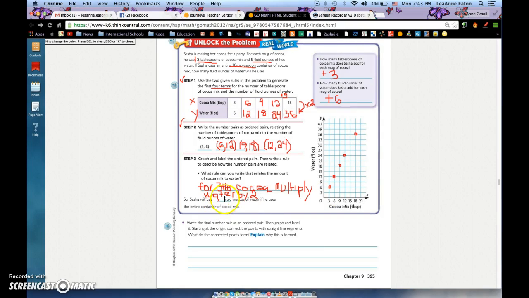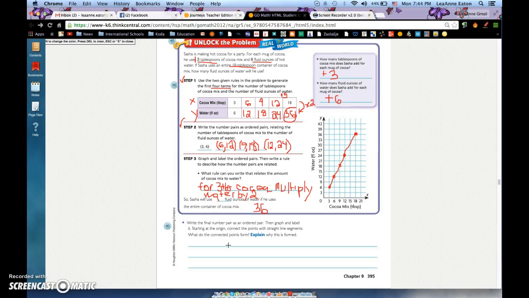So Sasha will use how many ounces of water if he uses all of the cocoa mix? That answer is right here. It's the 36. So I'm going to write the 36 here because as you can see, if I write it on the line, you won't be able to read it. So I'm going to put it over here. Then we're going to draw a line between the points. Okay.